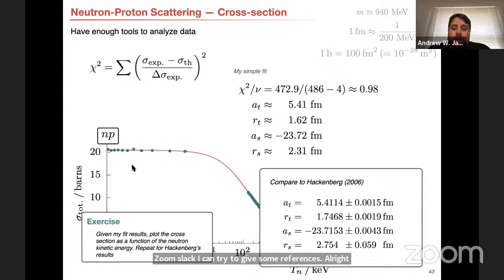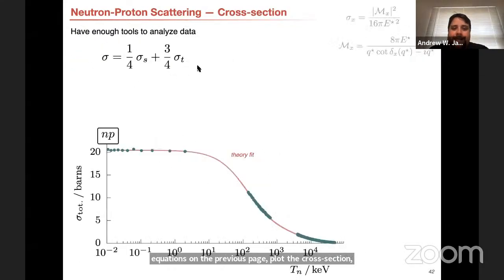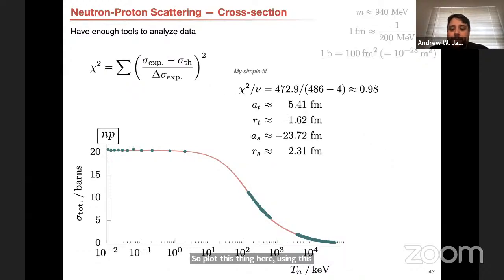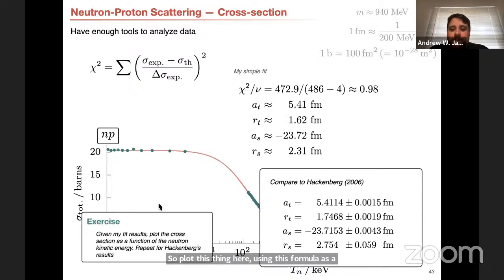All right. So an exercise: given my fit results, so given these parameters here, these conversions and the equations on the previous page, plot the cross section. So plot this thing here using this formula as a function of the kinetic energy using my numbers here. Then you can repeat it for these numbers and you can see how much of a difference it may make. You may see that it doesn't make much difference at all. And again, that's indicating some large correlations inside that these parameters are sharing.